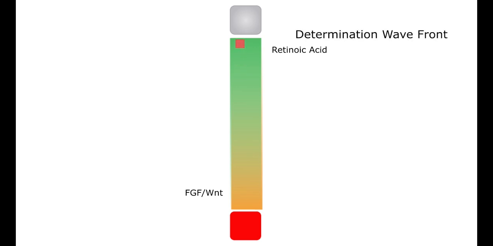As cells pass this point, they enter the area of 100% retinoic acid and they transform from migratory mesenchymal cells to stationary stromal cells of the somites.